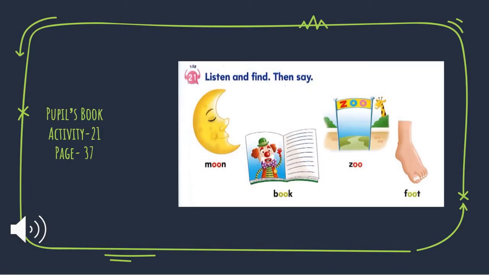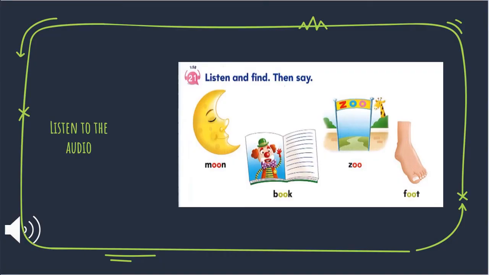Students, the next activity is from the Pupils Book, page 37. Activity 21. Listen and find and then repeat the words. Pupils Book, page 37. Activity 21. Listen and find. Then say.